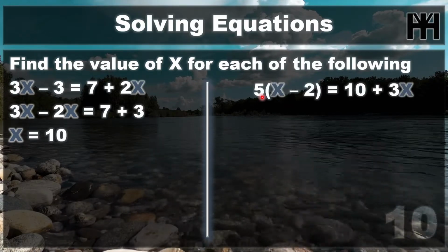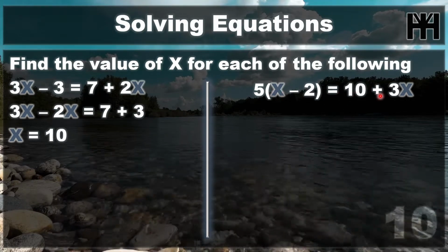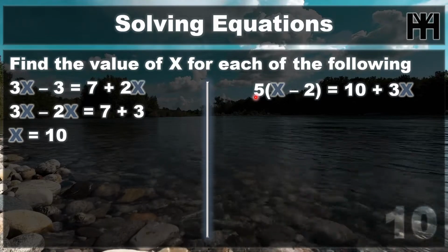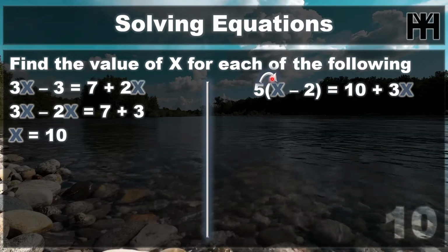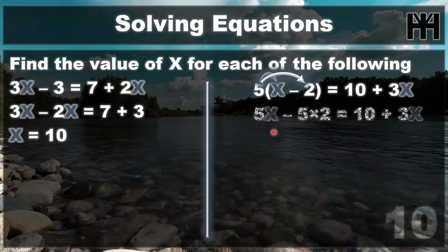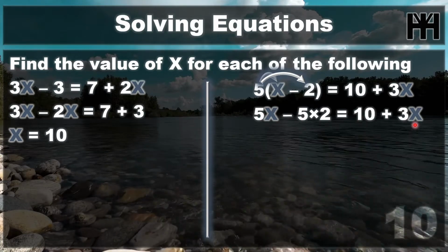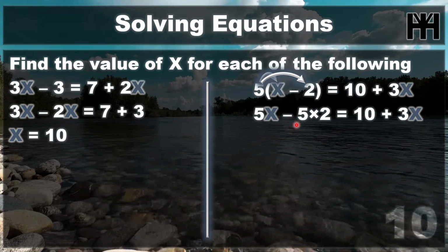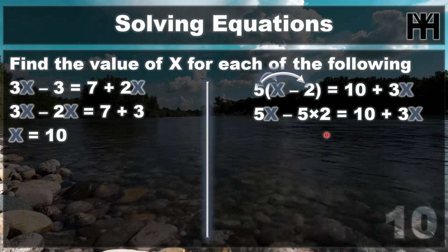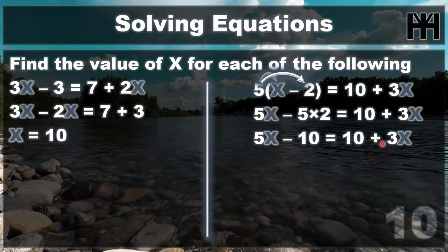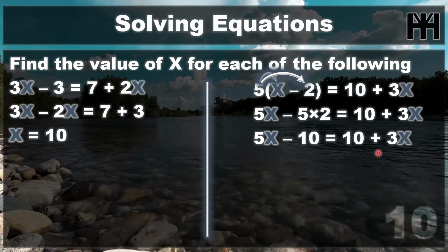Okay, so we have 5 multiplied by both x and negative 2 equals 10 plus 3x. We have no other choice except multiplying the 5 to break this bracket. So we'll multiply 5 by x and 5 by negative 2. So we have 5x minus 5 times 2 equals 10 plus 3x. So we'll unify the x's on one side of the equation. So I'll send the 3x to the other side. It will be negative 3x, and the negative 5 times 2 is negative 10. So we'll send the negative 3x to the other side, and the negative 10 will be sent to the other side to be positive 10.